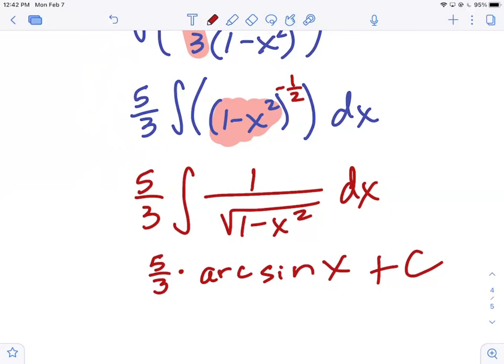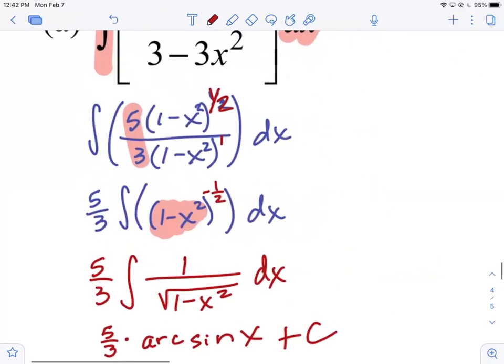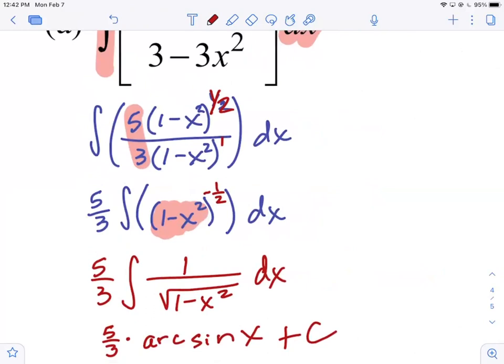Okay. So it's all about manipulating it into something we can either handle with a power rule or something we recognize. There is no quotient rule for anti-differentiation, for integration. There is no product rule.